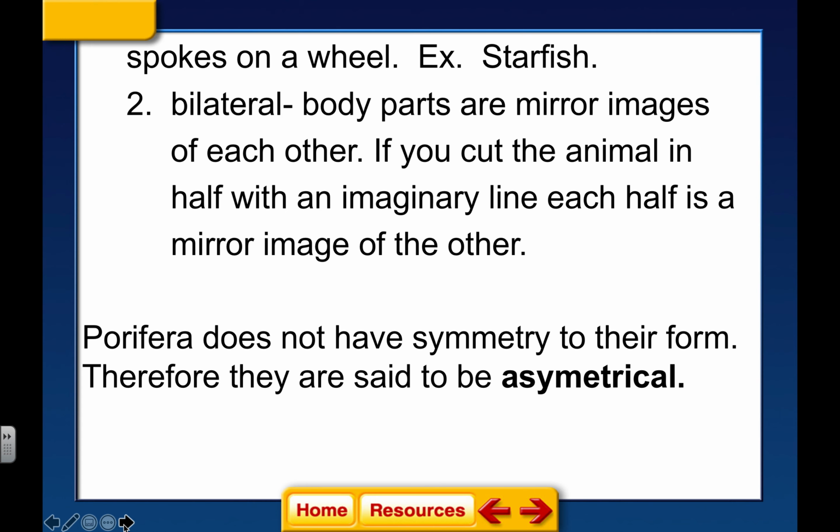Bilateral symmetry, this is where the body parts are mirror images of each other. If you cut the animal in half with an imaginary line starting from its head to the foot, each half is a mirror image. Porifera does not have symmetry, therefore they're considered to be asymmetrical. We're moving into Cnidaria now. Cnidaria will have radial symmetry. It will also have a two-way gut because there is a mouth, but there's no anal opening.